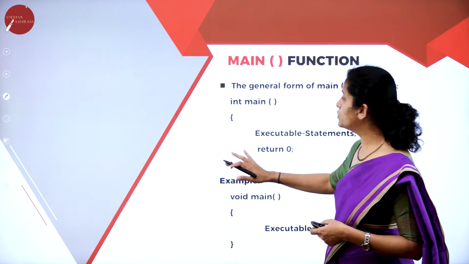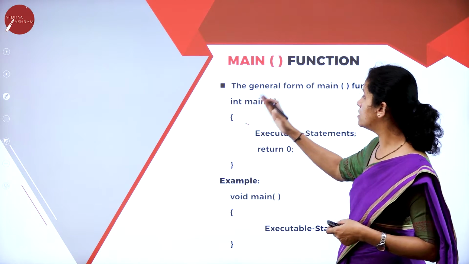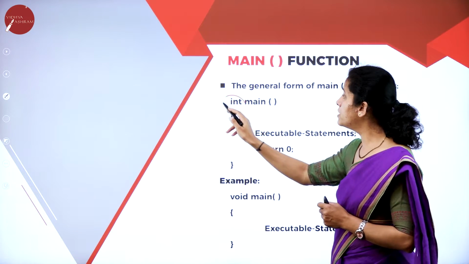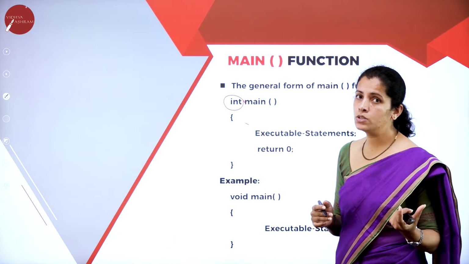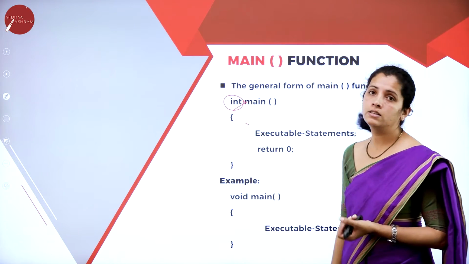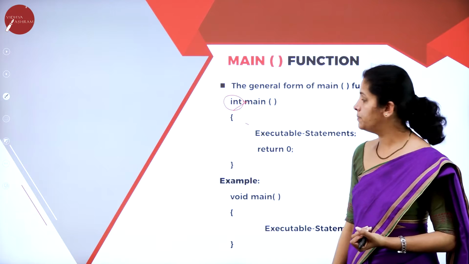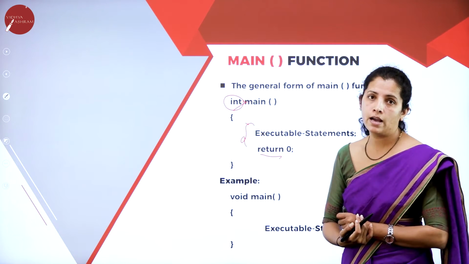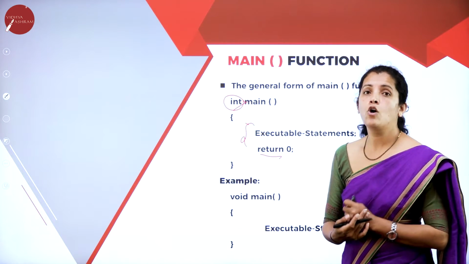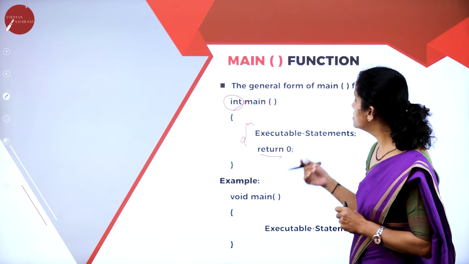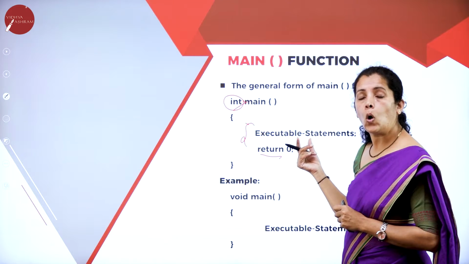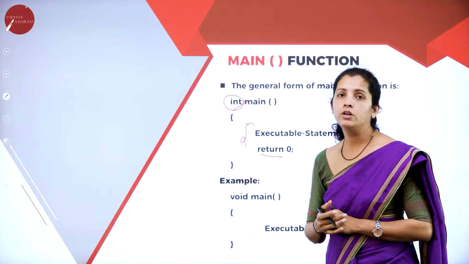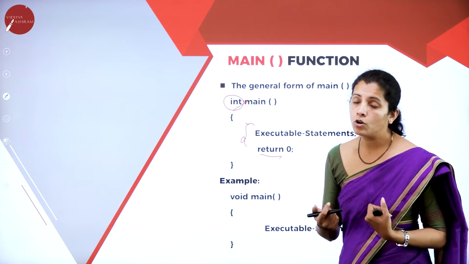So here I'm going to have the general structure or general form of the main program. This main function is going to return some values. For that reason, the return type here is integer. So I'm going to have a set of statements. Here I'm going to return the value 0 to the operating system. Here 0 indicates that all the executions are carried out normally, so it is going to terminate normally.